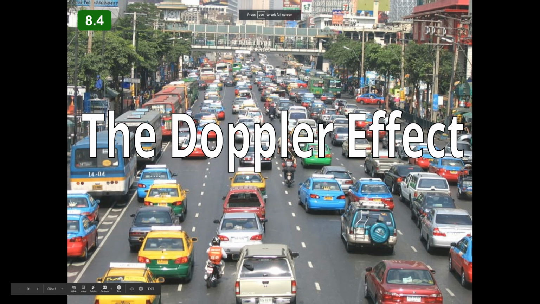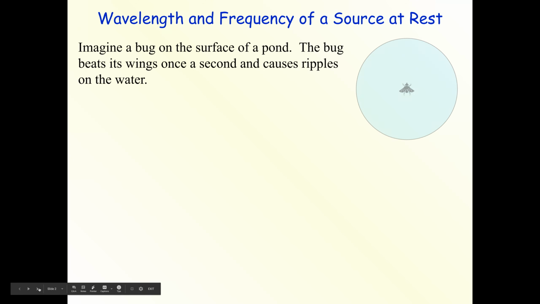All right, last section of Physics 20 is section 8.4 on the Doppler effect. Okay, so wavelength and frequency of a source at rest. So imagine a bug on the surface of a pond. Okay, so this is our bug here.